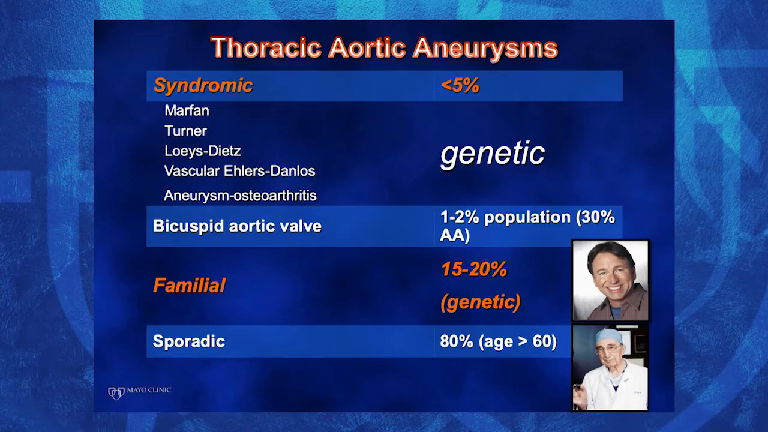And again, it's not very high yield, but it can be very useful. And finally, for the sporadic one, I would like perhaps Dr. Pochettino to tell us if you have a patient who is 80 years old and has a history of smoking and high blood pressure and comes with a big aneurysm, would you check their family?